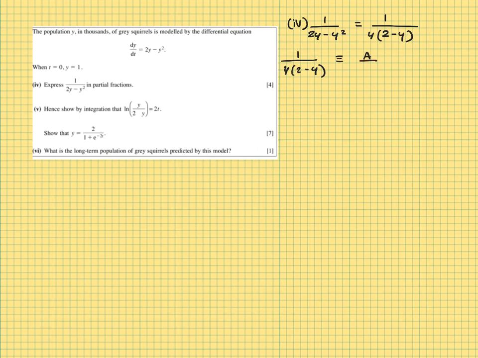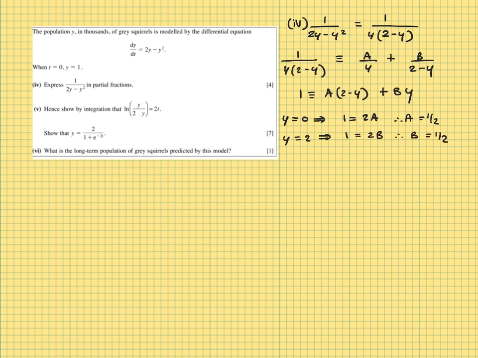And we'll write that as a over y plus b over 2 minus y. So we get a bracket 2 minus y plus by. Let's allow y to equal 0, which gives us 1 equals 2a. So we instantly know a is a half. Let's allow y to equal 2, which gives us 1 equals 2b. So b also equals a half. So our partial fractions are 1 over 2y plus 1 over 2 bracket 2 minus y in our answer to part 4. Hence show by integration that we get this result.